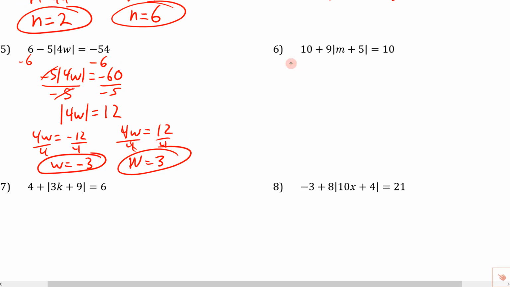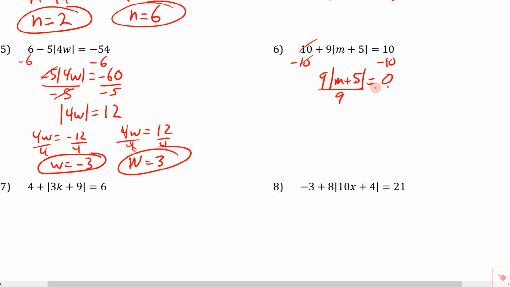We have some isolating to do here, so I'm going to subtract 10. Those are going to cancel. I'm going to have a 9 and then an m plus 5 in the absolute value bars. 10 minus 10 is 0. Again, no need to freak out. It's totally fine to get an answer of 0 on that side.